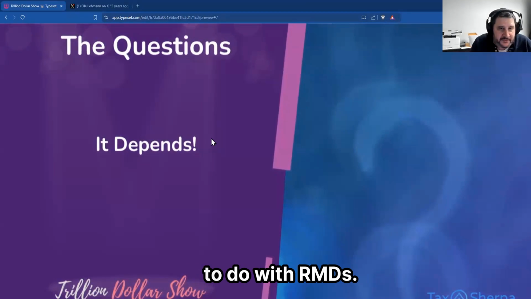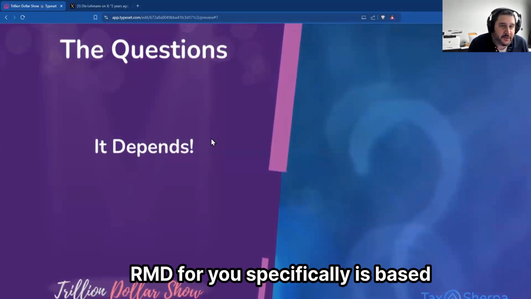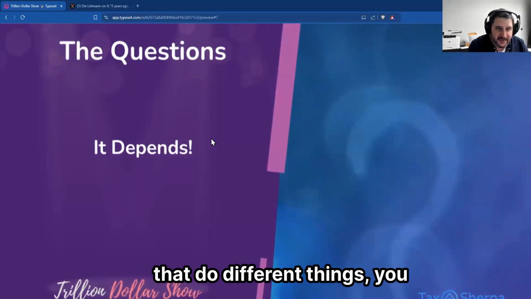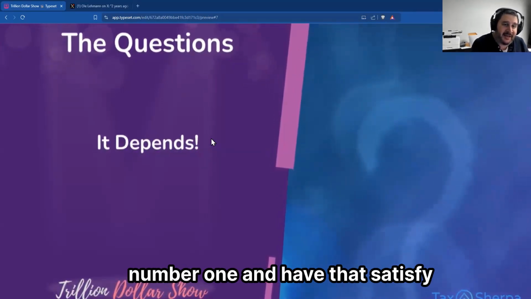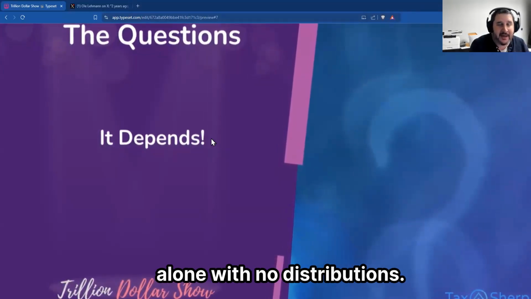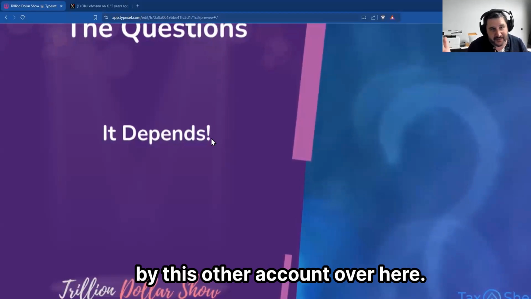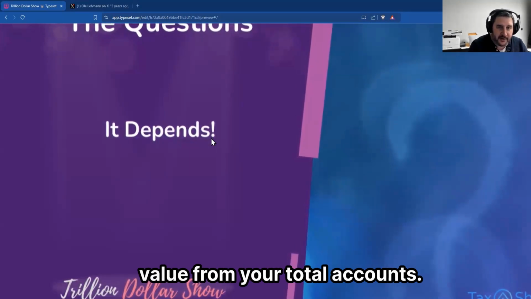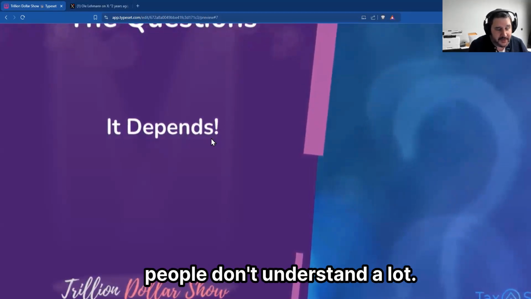Now, there are things to do with RMDs. Number one is that if you have multiple accounts, the RMD for you specifically is based on your global portfolio value. So if you have different accounts that do different things, you might want to take your RMD from account number one and have that satisfy your total obligation for the year and leave account number two and account number three alone with no distributions. Now you have to coordinate with the administrators to make sure that happens, so that they all know that the RMD is being satisfied just by this other account over here. But you personally just have to make sure you take a total value from your total accounts. It doesn't have to be RMD per account. So that's something that people don't understand a lot.